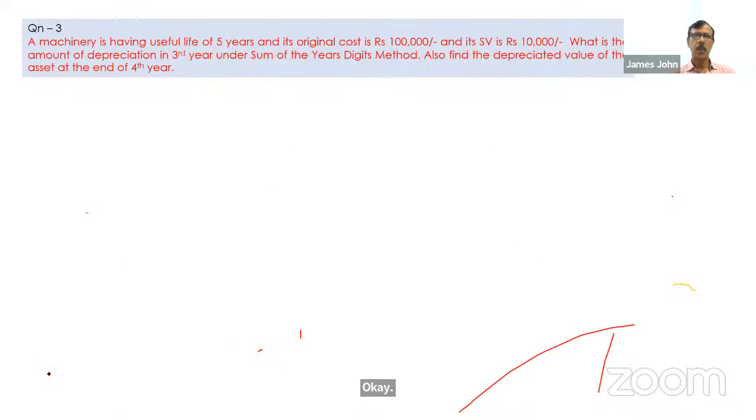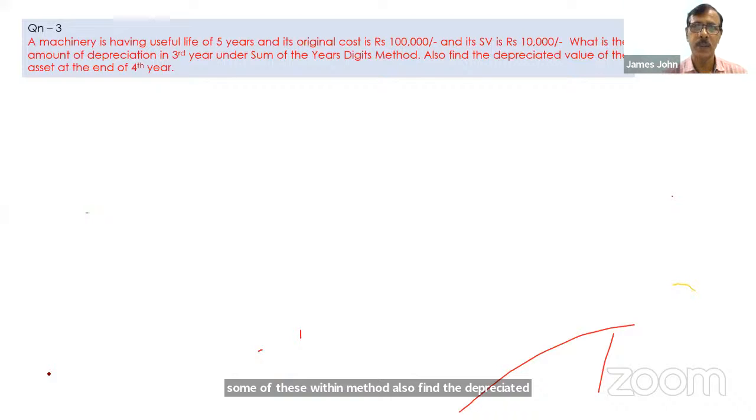Next question. A machinery is having useful life of 5 years. Its original cost is 1 lakh and salvage value is 10,000. What is the amount of depreciation in third year under sum of the years digit method? Also find the depreciated value of the asset at the end of fourth year. Two things they have asked. And here the method is sum of the years digit method.